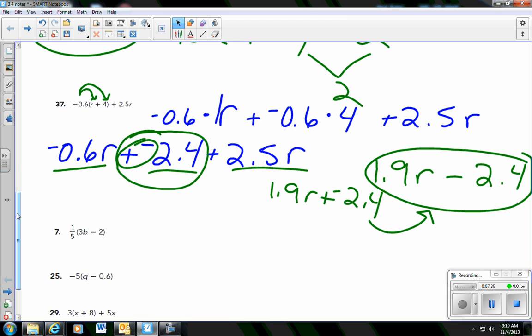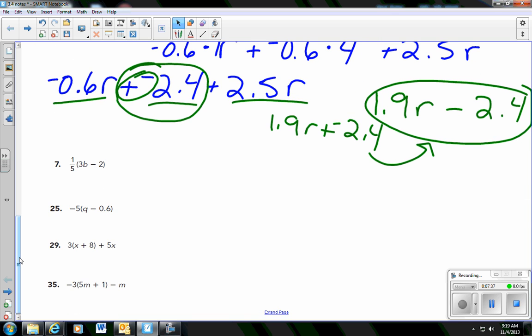Okay? All right, so your homework are these 4 problems, 7, 25, 29, and 35. Bring those problems in with you tomorrow in the class.